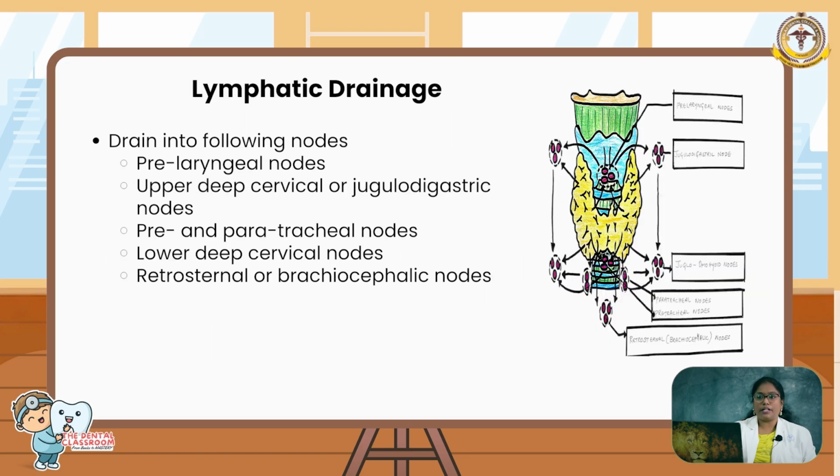Next is the lymphatic drainage. It drains into the following nodes: the pre-laryngeal node, the upper and middle deep cervical or jugulodigastric node, the pre- and paratracheal nodes, the lower deep cervical node, and the retrosternal or brachiocephalic node.